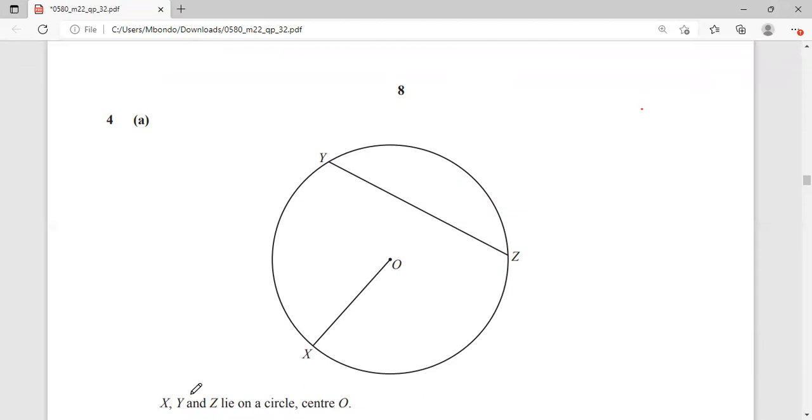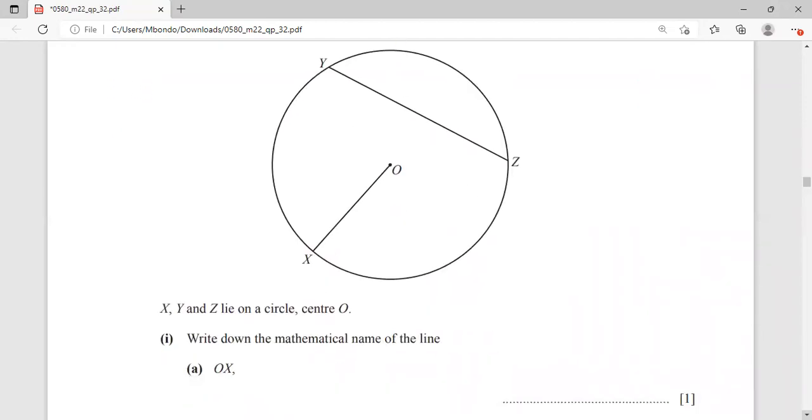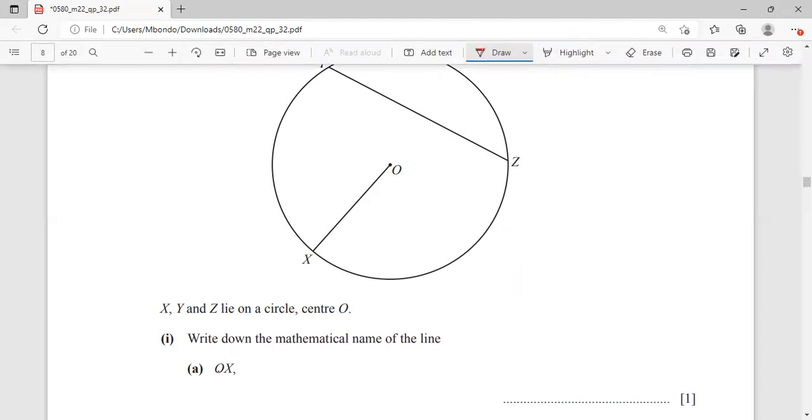So we have X, Y, and Z lie on a circle, center O. All right. Then the first question is, write down the mathematical name of the line OX. What do we call this in mathematics? Okay, the line that runs from the circumference up to the center of a circle is called a radius. That's what we call it in mathematics.